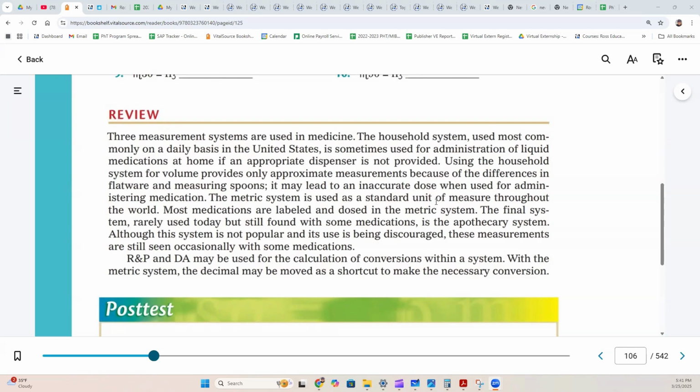The metric system is used as a standard unit of measure throughout the world. Most medications are labeled and dosed in the metric system. The final system, rarely used today but still found with some medications, is the apothecary system. Although this system is not popular and its use is being discouraged, these measurements are still seen occasionally with some directions. And you will see mention of it on the PTCB. Ratio and proportion in DA may be used for the calculation of conversions within a system. With the metric system, a decimal may be moved as a shortcut to make the necessary conversion.